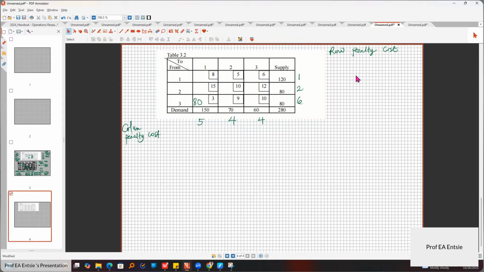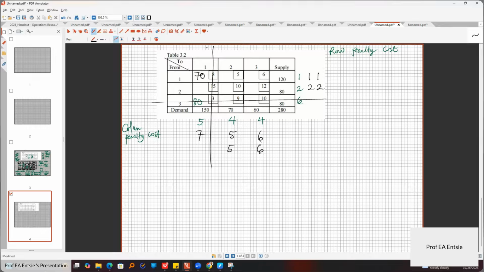Then for the supply, we go to row 1. Row 1, the least there is 5. The next least is 6. The difference is 1. Row 2, the least there is 10. The next least is 12. Difference is 2. Of course, row 3, I have cancelled it, so I will not calculate any row penalty cost.